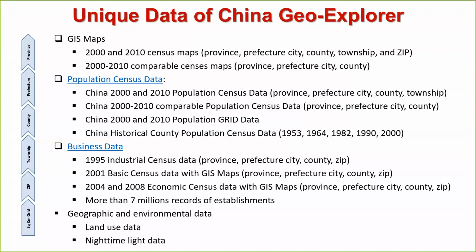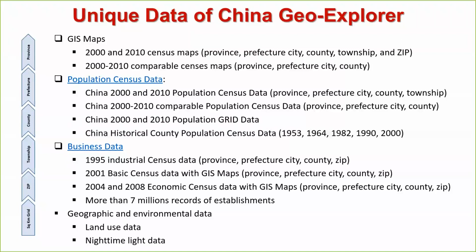So we compile those census data from the firm level, by province, prefecture, city, and county, for the different censuses, which include the 1995 industrial census data, the 2001 basic unit census data, and also the 2004 and 2008 economic census data. Those data have been integrated with the 2000 census base map, the 2010 census base map, and also 2000-2010 comparable census maps.